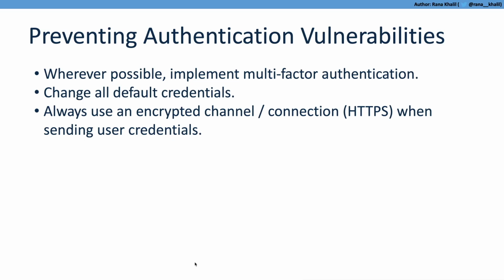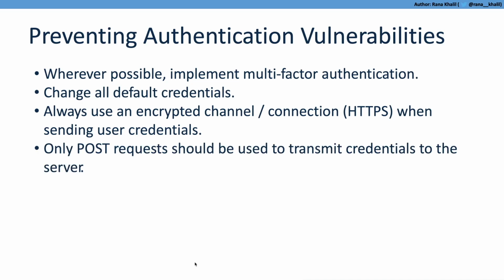Next is always use an encrypted channel or connection when sending user credentials. We saw in the Wireshark example that if the credentials are being passed over HTTP, then anyone that is sitting on your network can view your credentials and potentially compromise your account. Whereas if it's HTTPS, then it's an encrypted channel and it all appears as gibberish to the attacker, since the information is encrypted and the attacker has no ability of decrypting that connection.